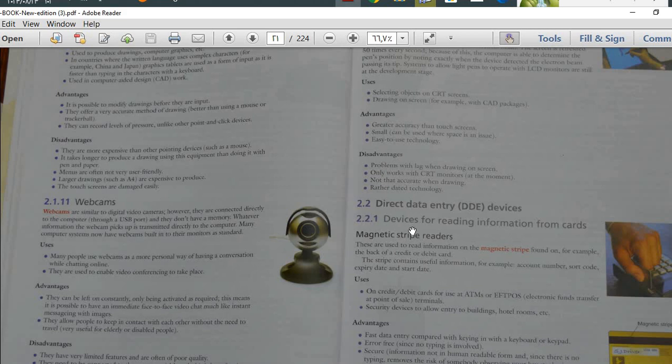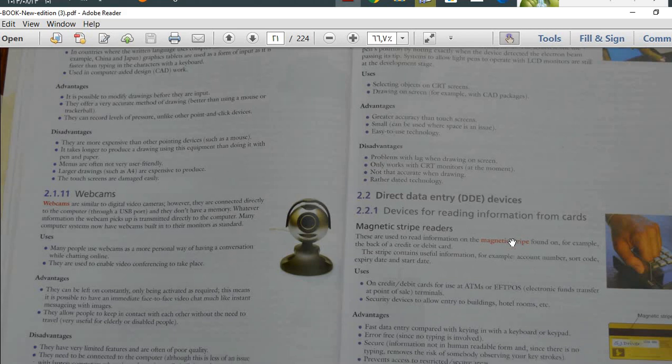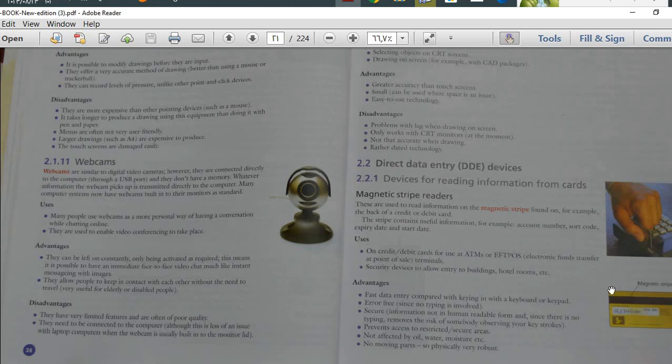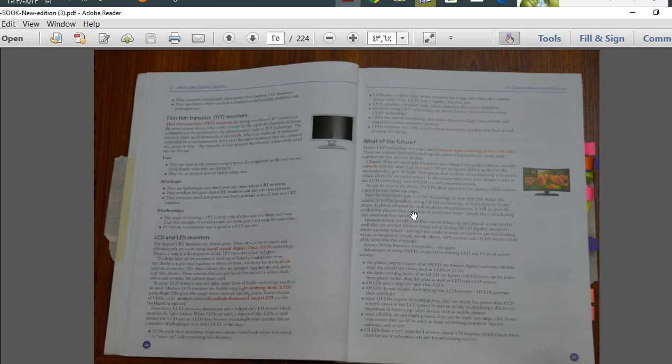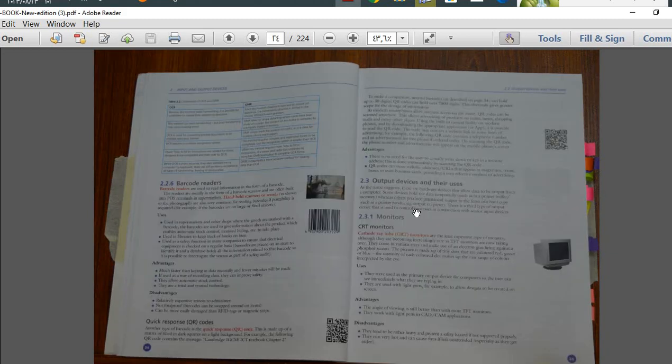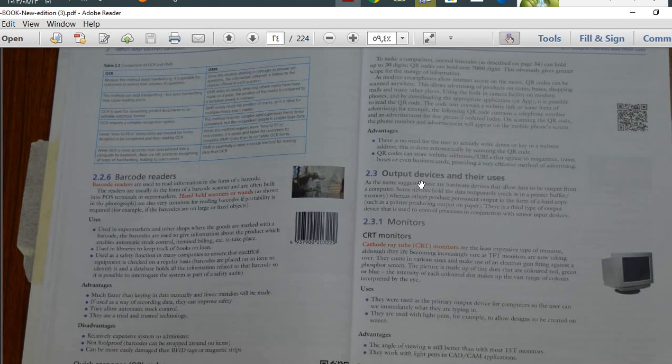Then we will talk about direct data entry, DDE devices, devices for reading information from cards, like this, smart cards, or smart or intelligent devices. There are many devices dependent on development. And then we will talk about output devices and their uses.